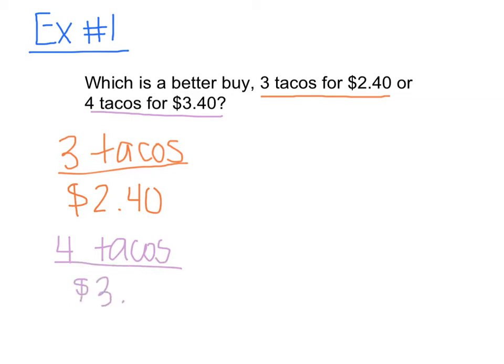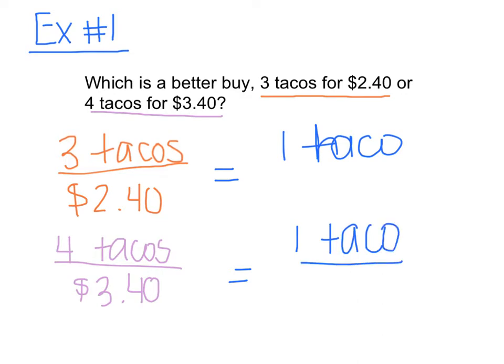Now we need to see which one would be better, which one is going to be cheaper. We're going to get our money's worth. So in order to figure that out, we have to see how much it costs for 1 taco. So we have to get to 1 taco for both of these. So to get from 3 to 1, we divide by 3. So we do the same thing on our denominator. Divide by 3.